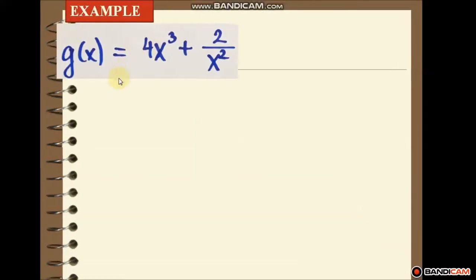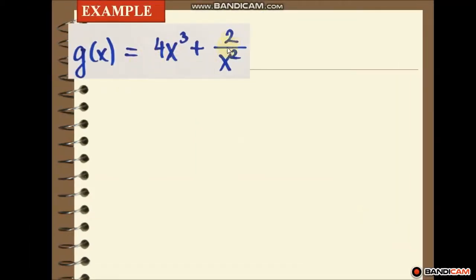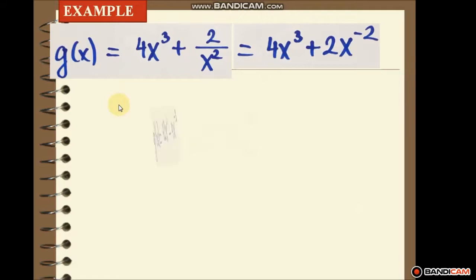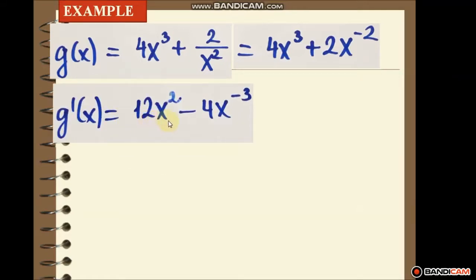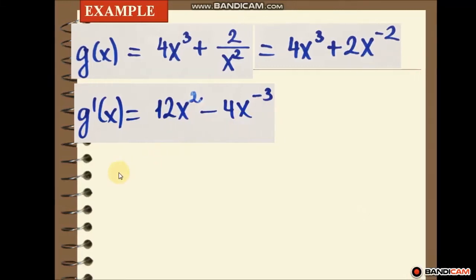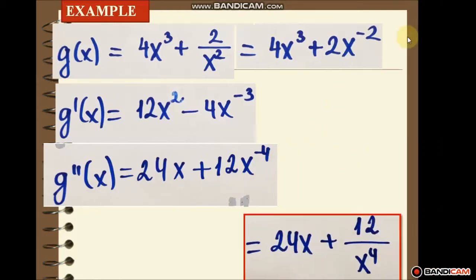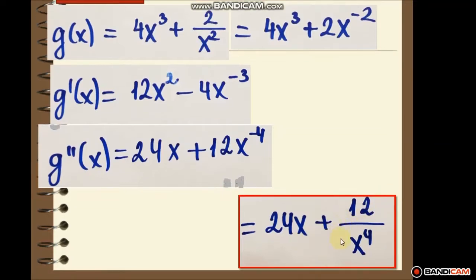And next example, g(x) = 4x^3 + 2/x^2. This ratio also will be simplified: 4x^3 + 2x^(-2). To get the first derivative, it will be 12x^2 - 4x^(-3). From this one, we can get the second derivative. The second derivative is 24x + 12x^(-4), and our result will be 24x + 12/x^4.